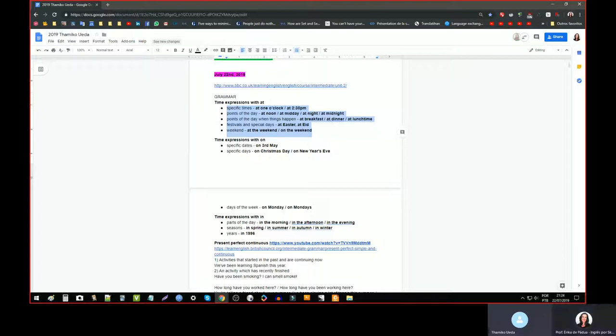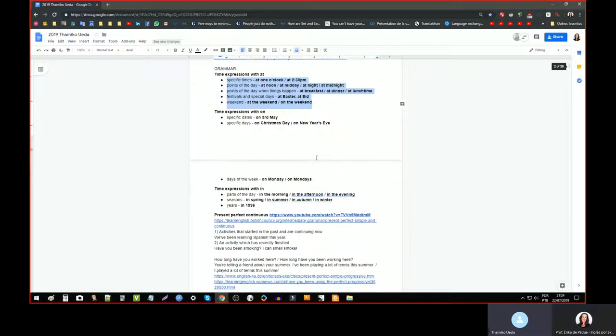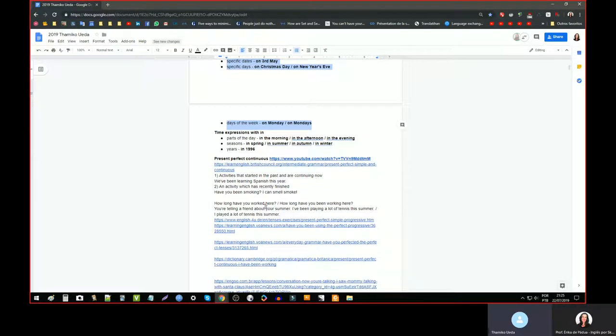And here it's interesting because at the weekend is British. And on the weekend is American. Yeah, that's it. Excellent. And on, we use with specific dates, on 30 May, on 2nd July. And specific days, like on Christmas Day, on New Year's Eve, and with days of the week, on Monday, on Mondays. This is so important because this is what we use the most. And people usually forget or use another preposition. So it's on with days.